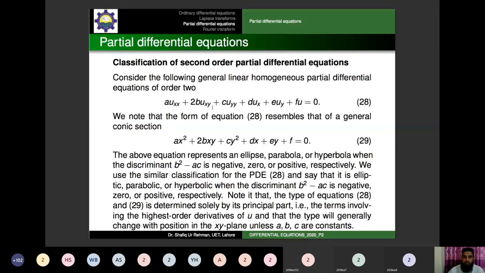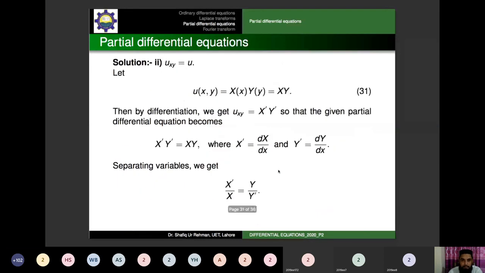So based upon the value being negative, 0 or positive, we say that the equation is going to describe the geometry as ellipse if this value is negative, parabola if this value B square minus AC is equal to 0, and hyperbola if this value is positive. So this is all based upon this discriminant.